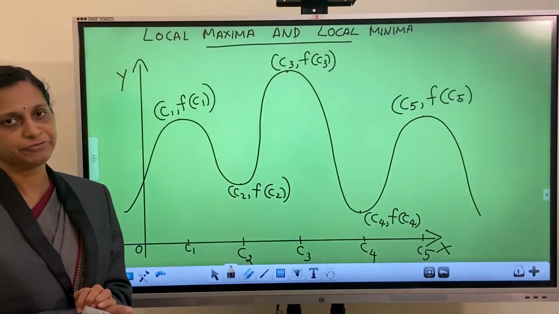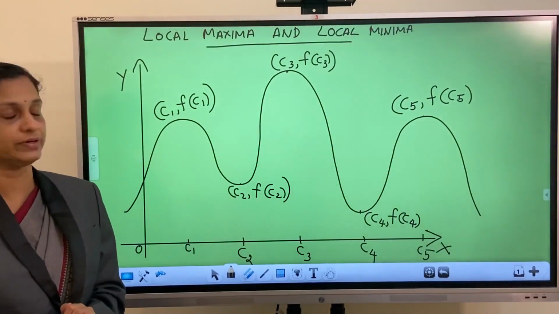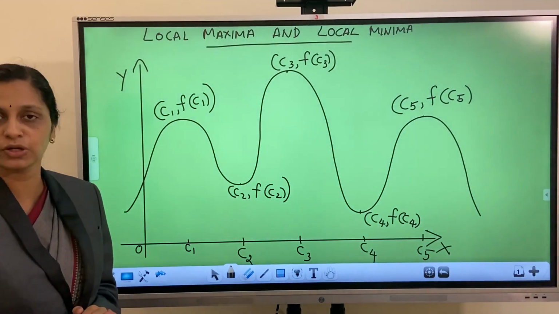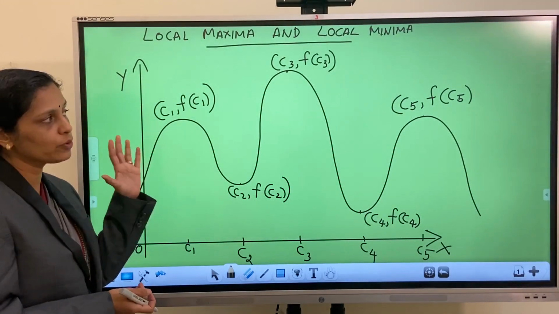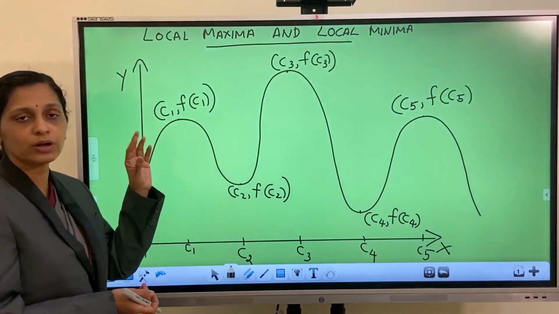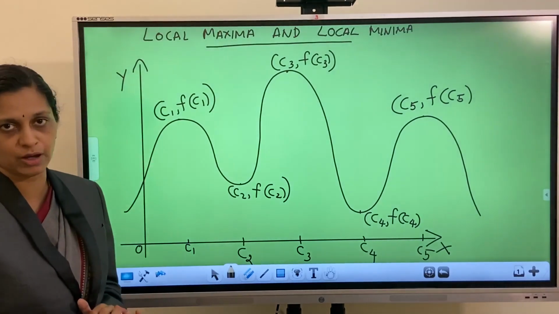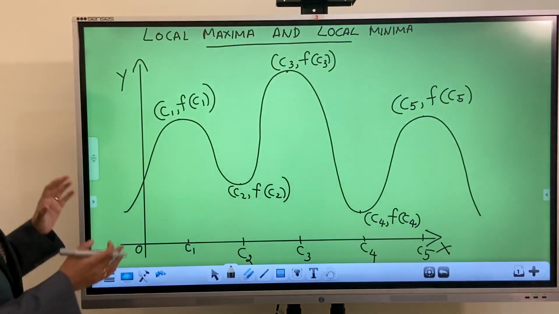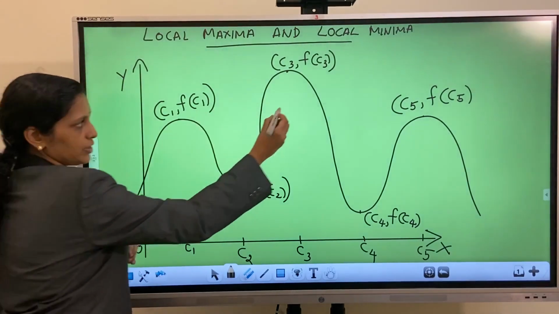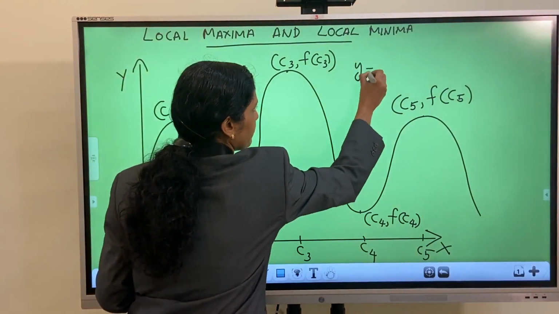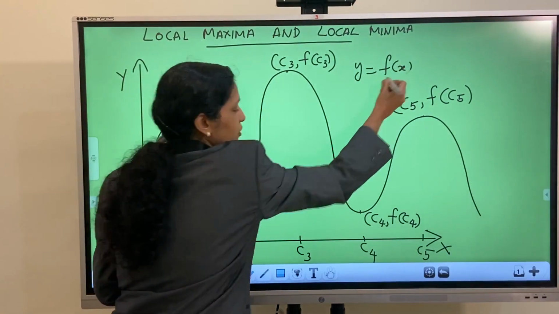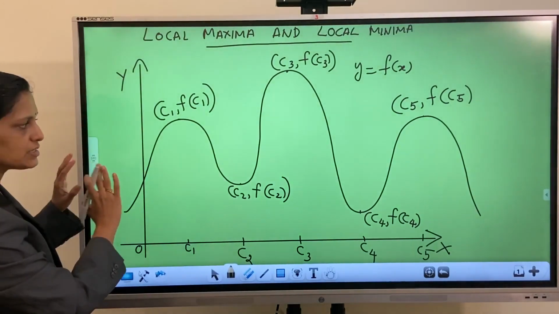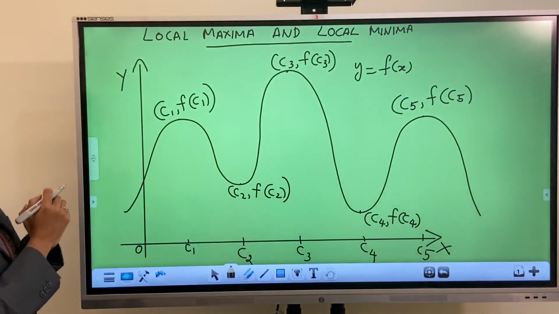Our next section from the chapter, application of derivatives, is the concept of local maxima and local minima. Now I am going to discuss local maxima and local minima of a function. What is that concept? Consider the graph of a function y is equal to f of x. This is a portion of the graph of y is equal to f of x. We are considering a portion of that graph.